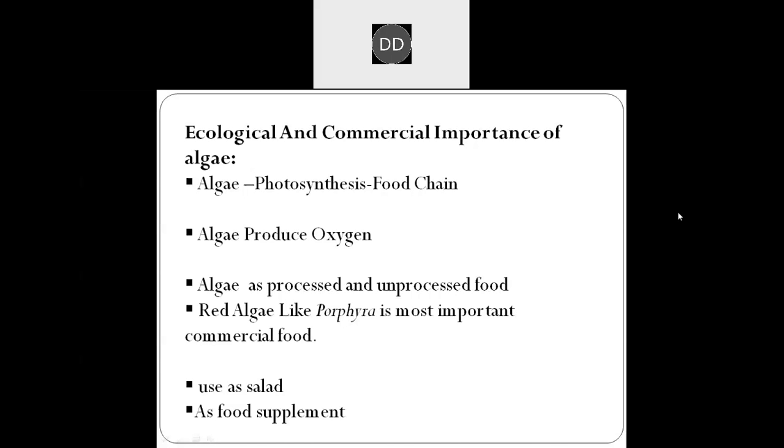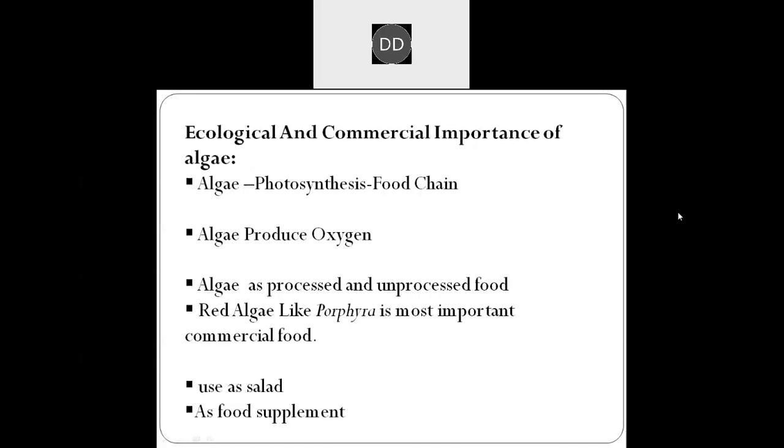Red alga, like Porphyra, is the most important commercial food alga. Second, dulse, that is Palmaria palmata, is also a red alga, used in Canada, the US, and Scotland. Then Laminaria is a brown alga. It can be harvested by hand from the rocks during low tide.